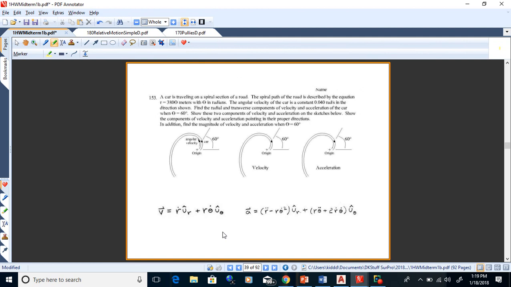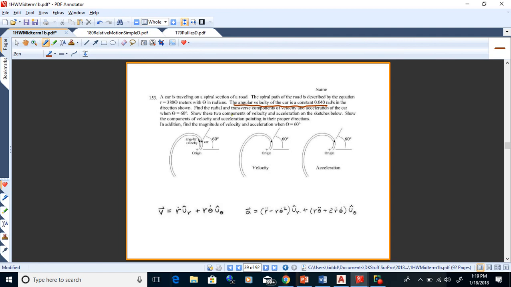And this is basic kind of word problem stuff. So angular velocity of the car is a constant. The word constant is important. 0.4 radians per second in the direction shown. So that looks like counterclockwise.